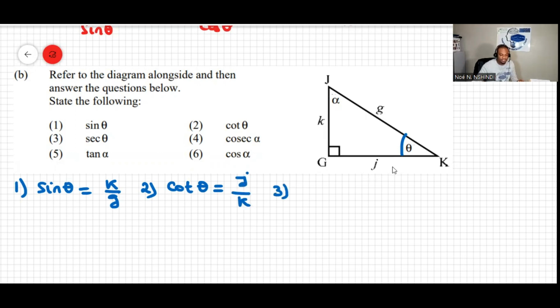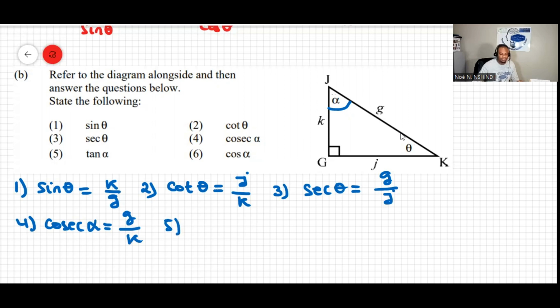And then 3, we have sec of theta. Sec is the reciprocal of cos. Cos is adjacent over hypotenuse, so it's going to be hypotenuse over adjacent. It's going to be G over J. And then 4, what we have, cosec of alpha. Now the angle of reference is no longer theta, but it's now alpha. Cosec is the reciprocal of sine. So sine is opposite over hypotenuse, so it's going to be G over K.